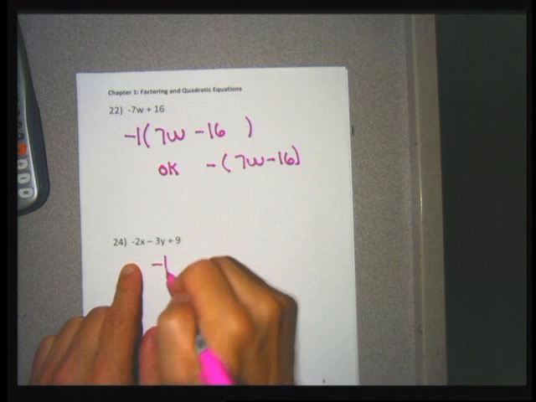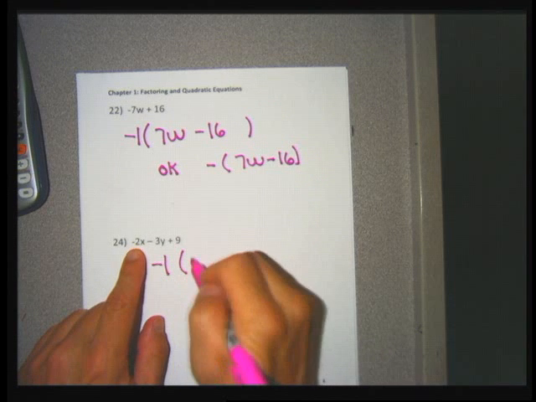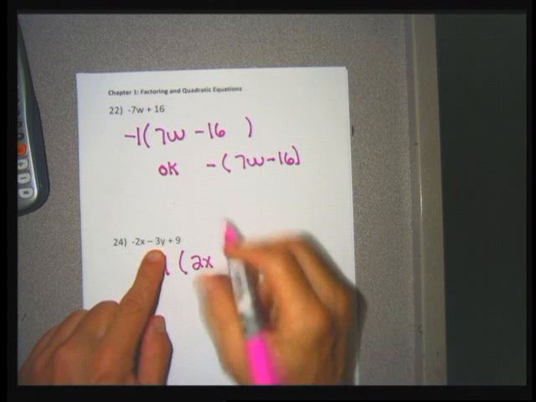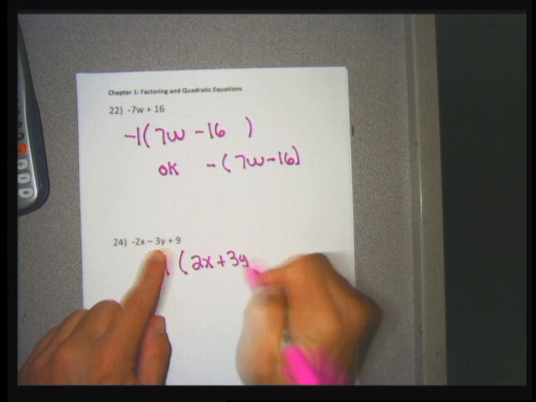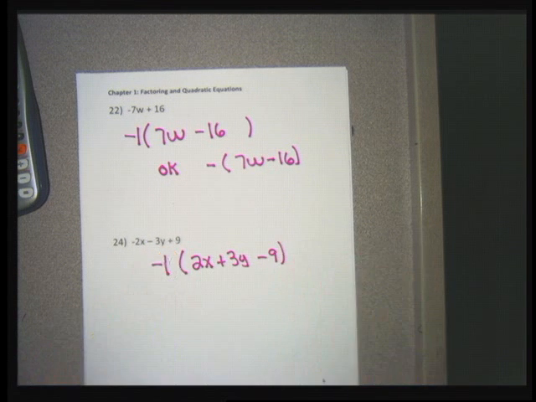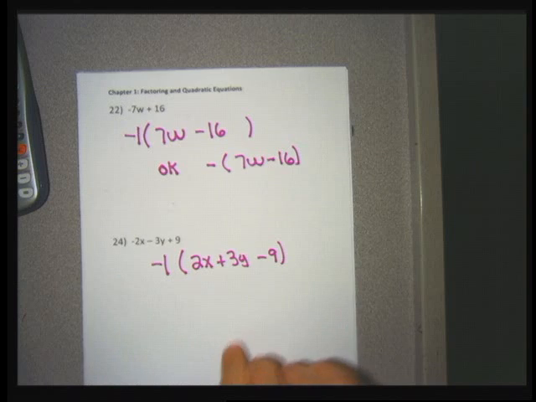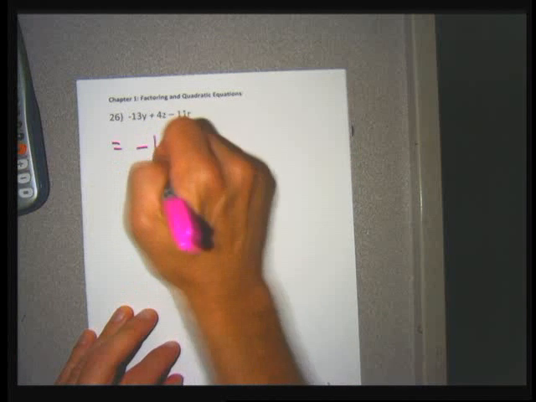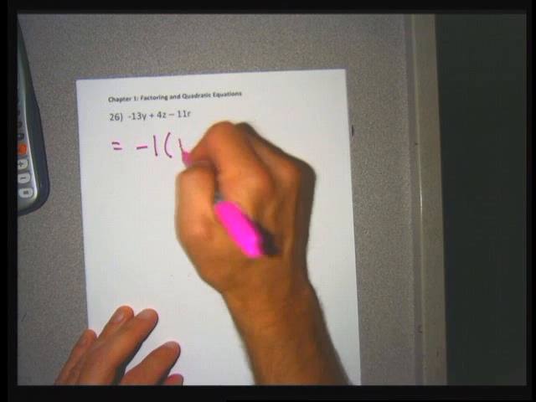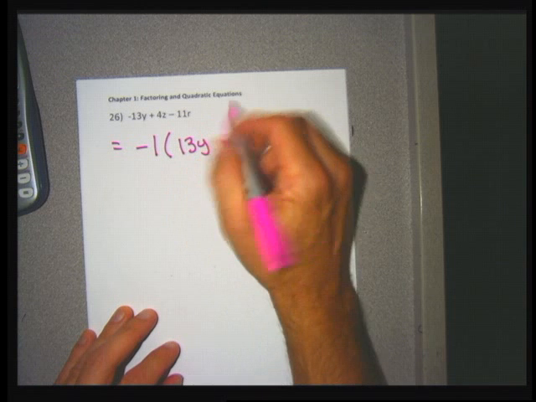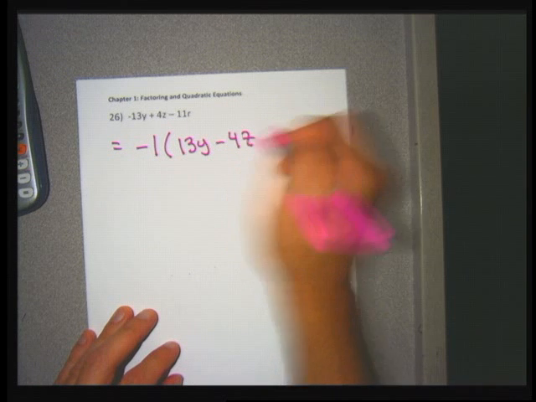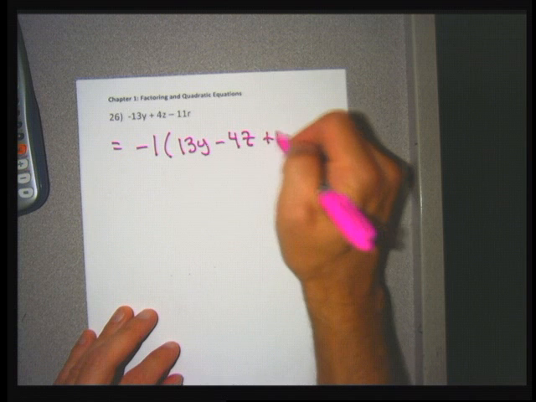24, I'll go -1 times, then the opposite of -2x is +2x. The opposite of -3y is +3y. The opposite of +9 is -9. And then the last one in this grouping, 26. I'll put a -1. The opposite of -13y is +13y. The opposite of +4z is -4z. The opposite of -11r is +11r.